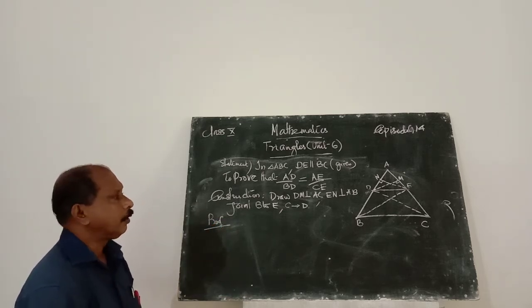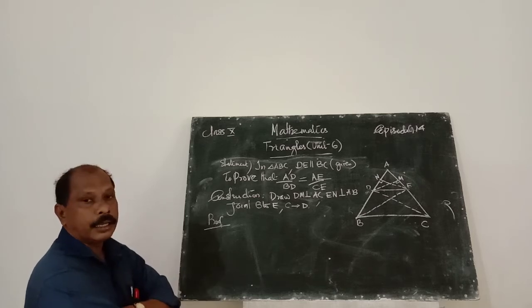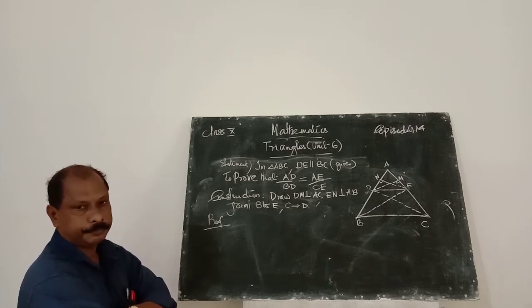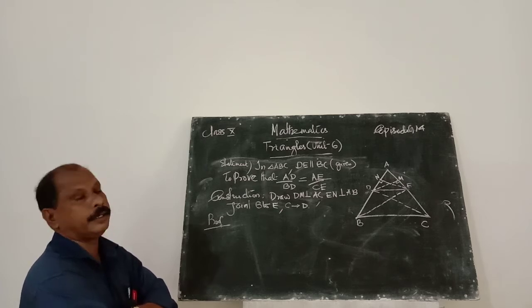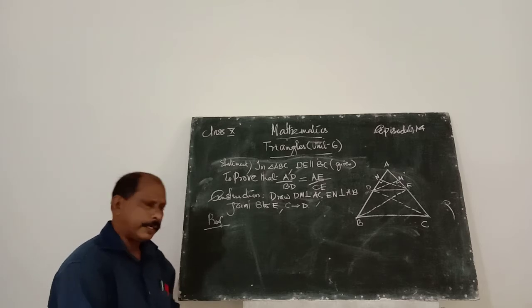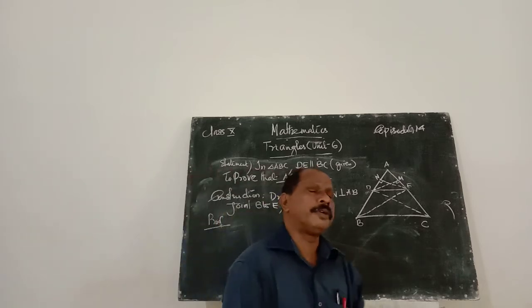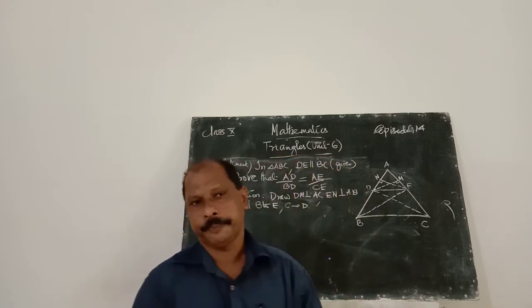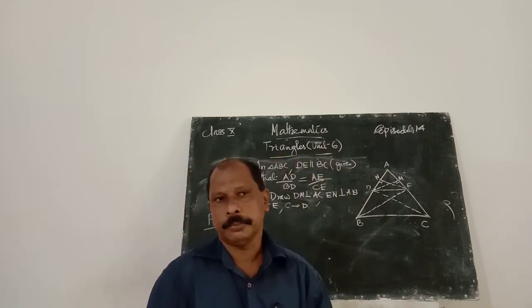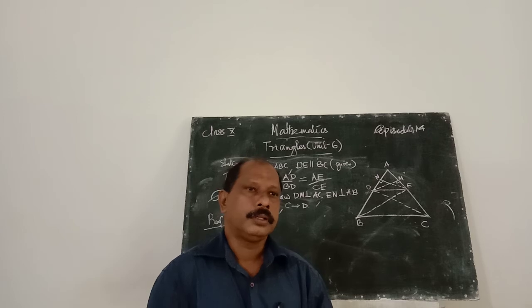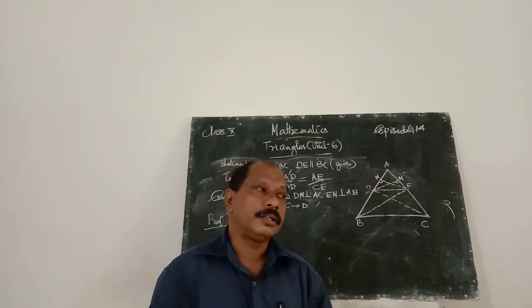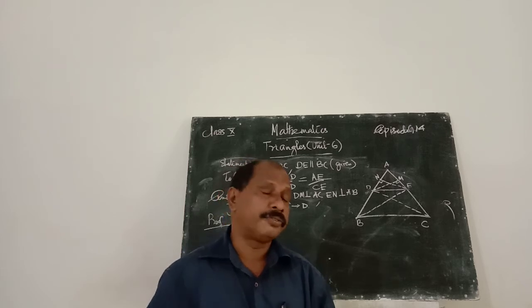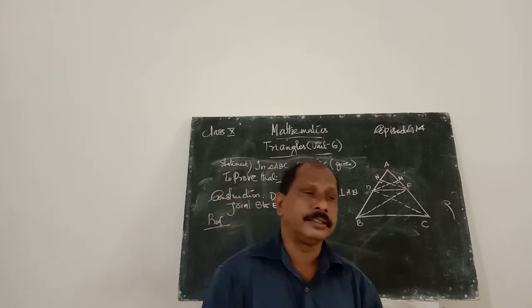Listen, ADE is a triangle. What is the basic concept for the area of a triangle? The area of any triangle is half base into altitude. If the three sides of a triangle are different, that means A, B and C.